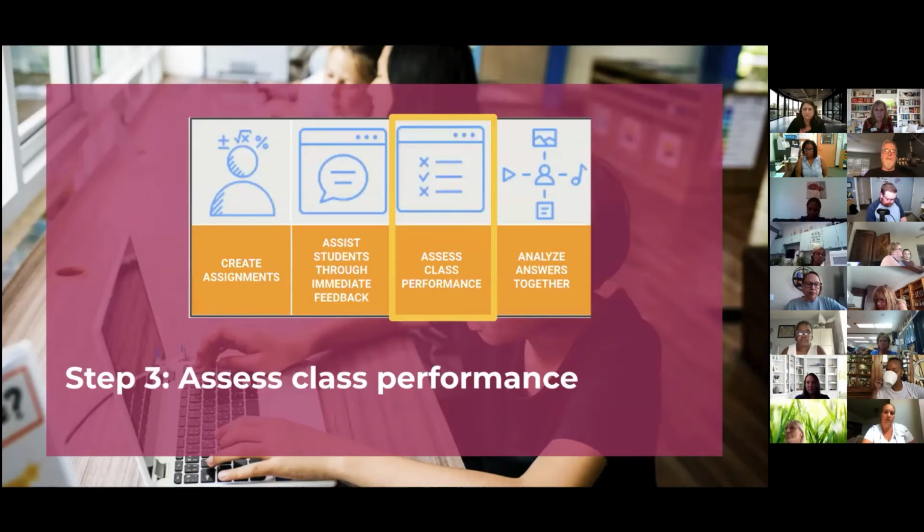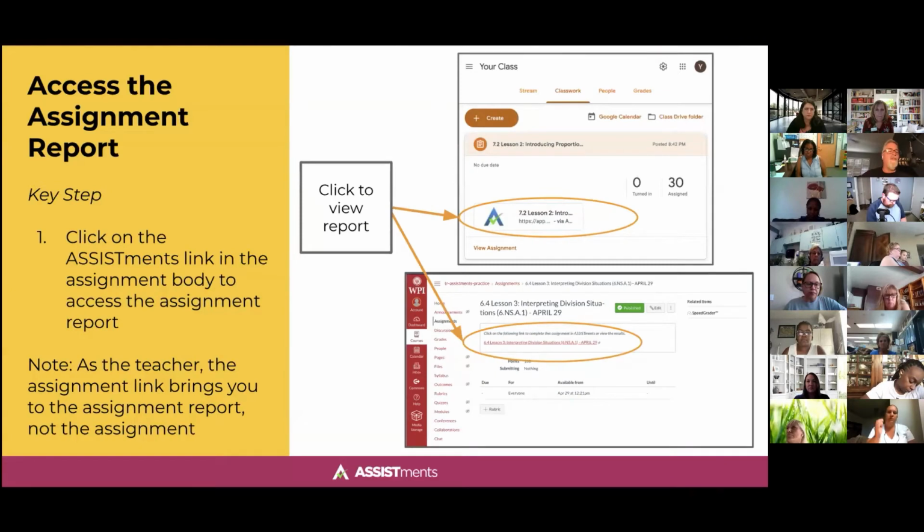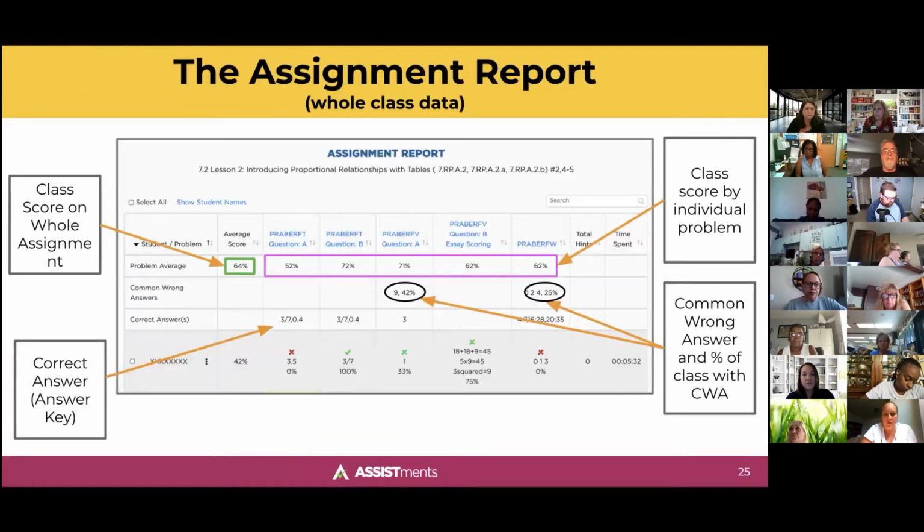All right, so the third part then is to assess the class performance, and that's your part. So you get to go look at that. You go into your Google Classroom. You don't need to go to assistments.org. You go to your classroom, go to that assignment, and click on it. And when it's done, you will get a report to see how your kids have done. And here's an example of the report.